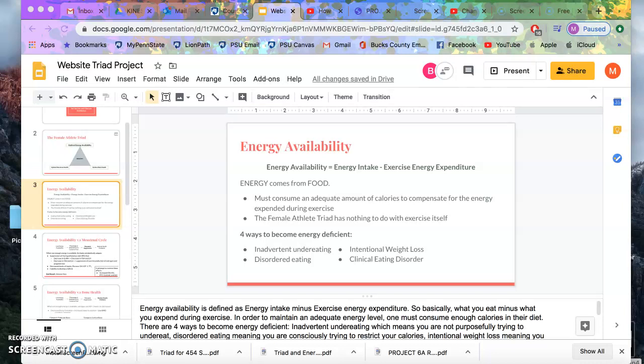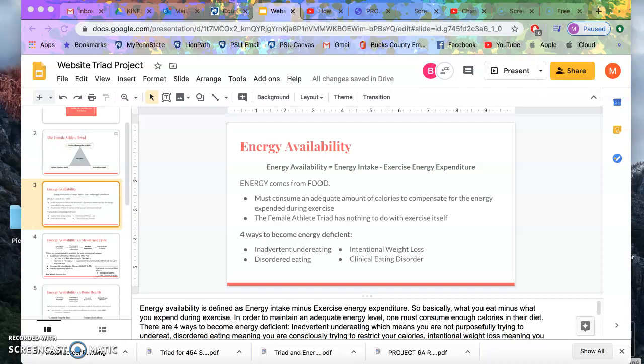Energy availability is defined as energy intake minus exercise energy expenditure. So basically, what you eat minus what you expend during exercise. In order to maintain an adequate energy level, one must consume enough calories in their diet.